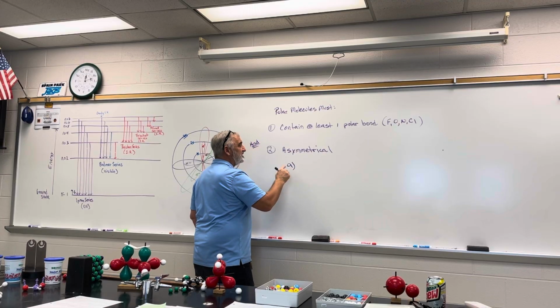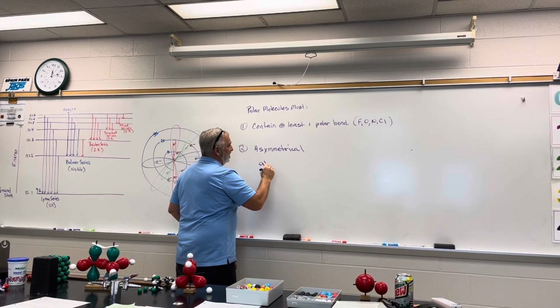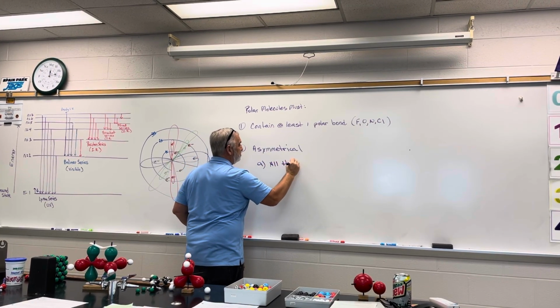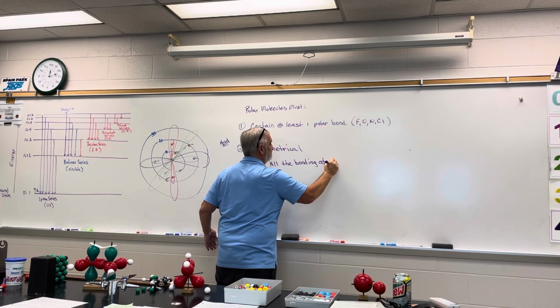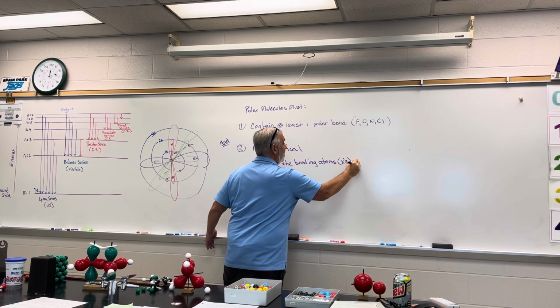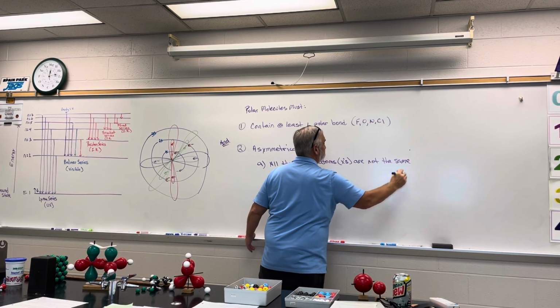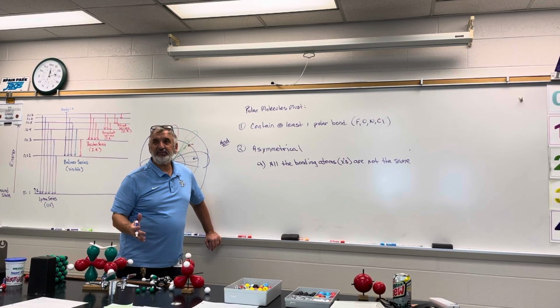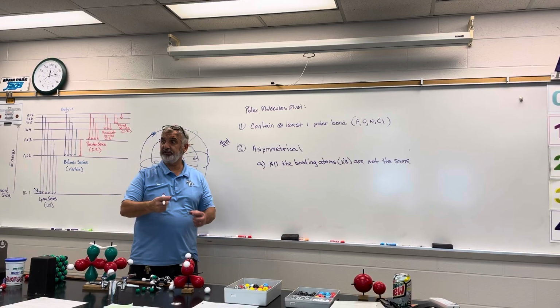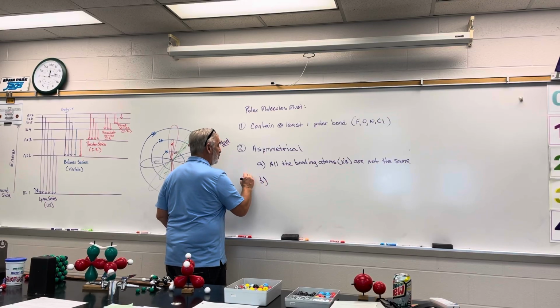For A, if it's asymmetrical, all the bonding atoms, the X's in our AX formula, are not the same. Now, it doesn't matter if there's lone pair or no lone pair. If the X's aren't all the same, it's going to be asymmetrical, because they're going to have different poles for the electrons. They're going to have different electronegativities. B, this is an or.